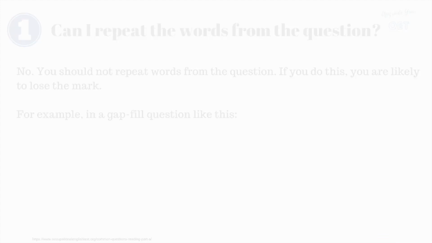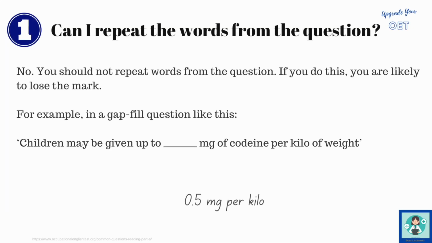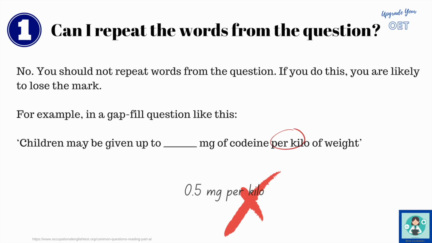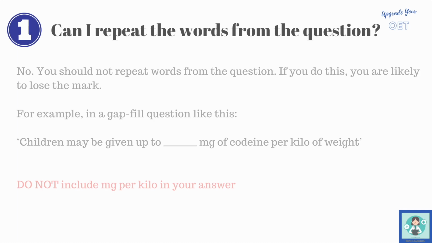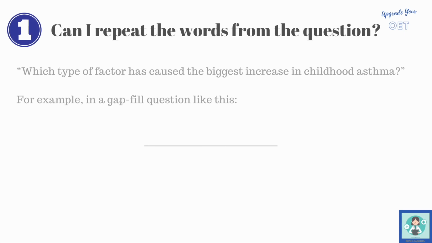So if you have a gap fill question like this, children may be given up to mg of codeine per kilo of weight, and you write 0.5 mg per kilo, then the answer is actually wrong because you're repeating that per kilo. We don't need to do that. So even though it may sound harsh, don't repeat it. It's already in the question. Get that point. I'll give you another quick example as well so that you are really clear on this.